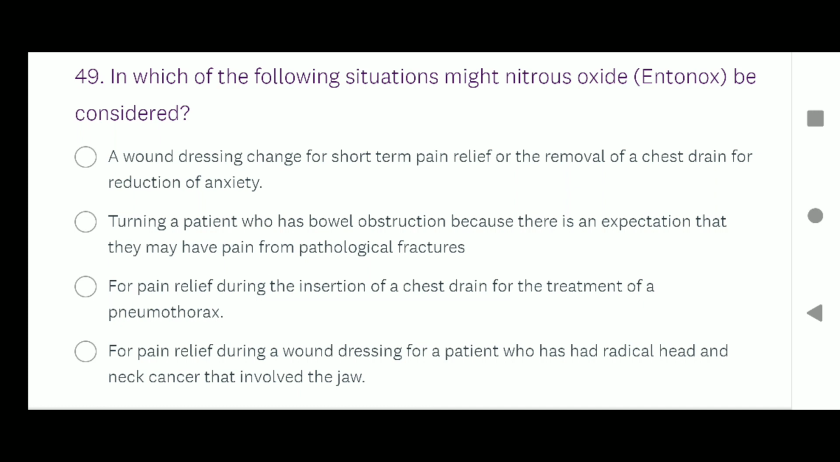So here the options are almost similar, and in one it is saying removal of chest drain, and in one it's saying insertion of a chest drain. So don't get confused. You have to go through the options very keenly and you can find the right answer. That is option A, that is a wound dressing change for short-term pain relief or the removal of a chest drain for reduction of anxiety. That's it. I think you have got the answer registered.